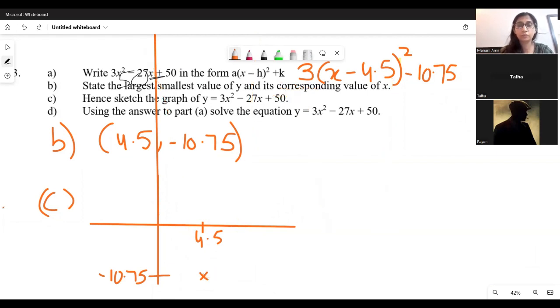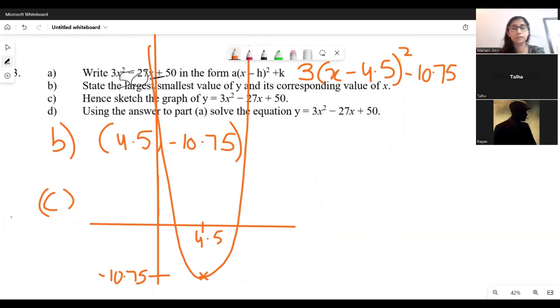All right, and it has to be a very symmetric curve. It should be exactly symmetrical along this line. Left or right, the graph should be symmetric around the turning point.